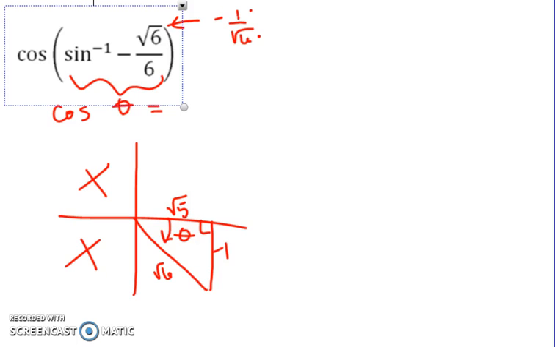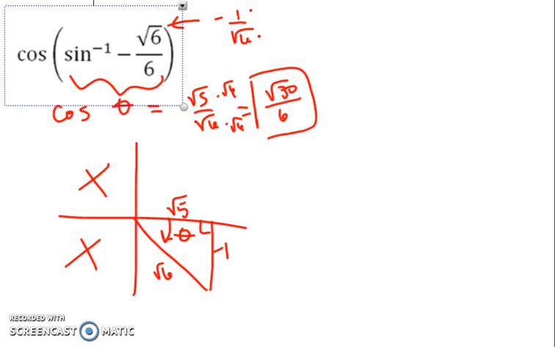So then to do the cosine of this angle, adjacent to hypotenuse, that would be root 5 over root 6, which, when I rationalize that, I get root 30 divided by positive 6. And just to double check myself, all students take calculus. Okay, cosine has to be positive in that quadrant, and I do have a positive ratio.